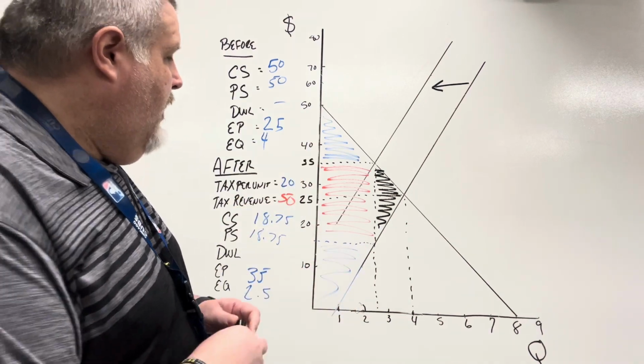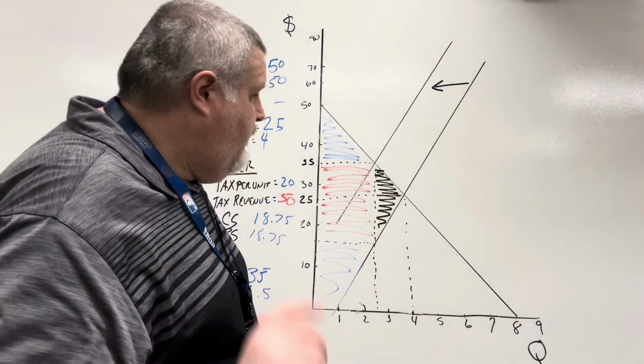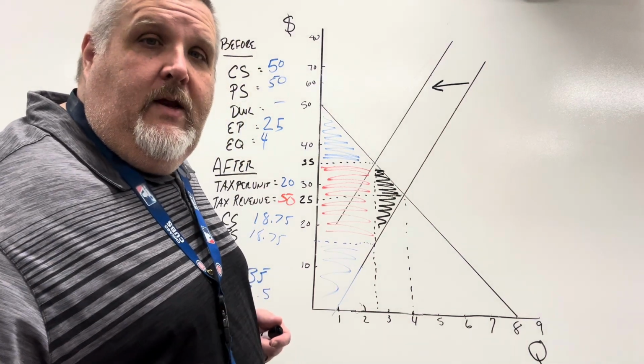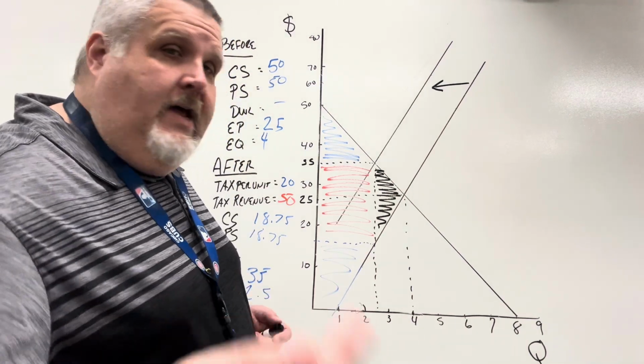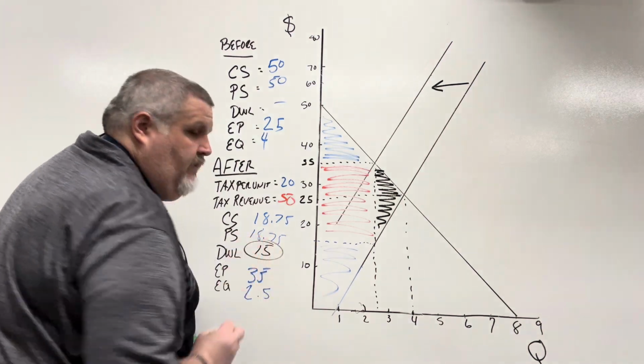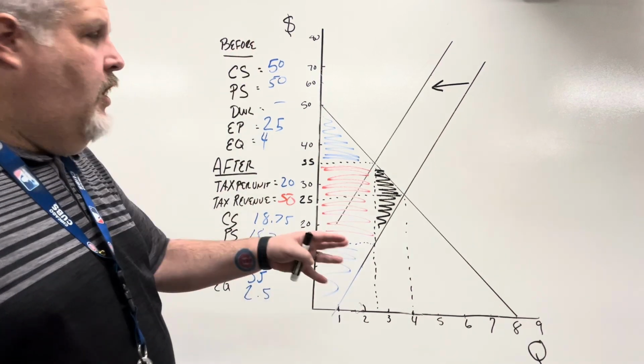So our deadweight loss is going to be this, which is 1.5, times this, which is 20. So 20 times 1.5 is 30, divided by 2. 15 is our deadweight loss. Okay, so that's how we're going to do all of this stuff.